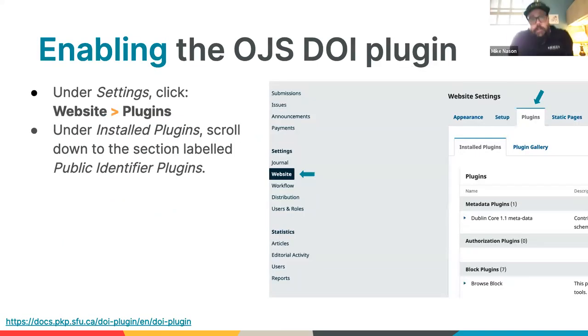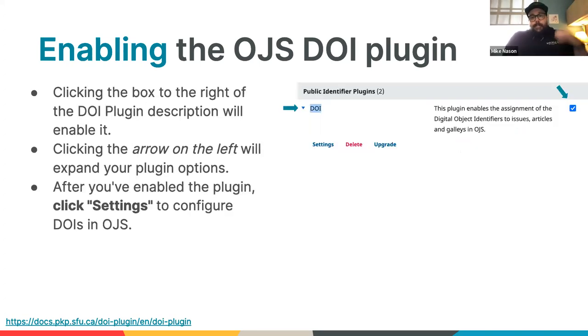So we'll talk a little bit about enabling these plugins, turning them on in OJS, and then we'll talk a little bit about how you configure and use them in OJS. To enable plugins, this is pretty much universal in OJS, but for this plugin specifically, under settings on the left-hand side, you click on website, you click on plugins, and then scroll down under installed plugins to the section labeled public identifier plugins. There you'll see the DOI plugin.